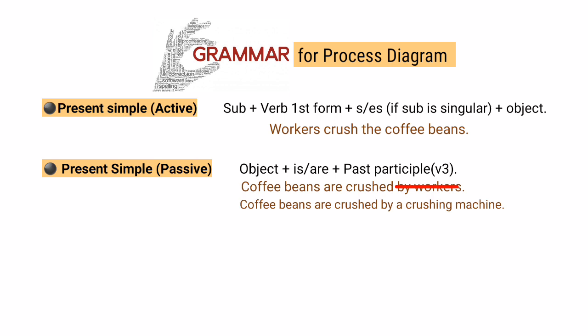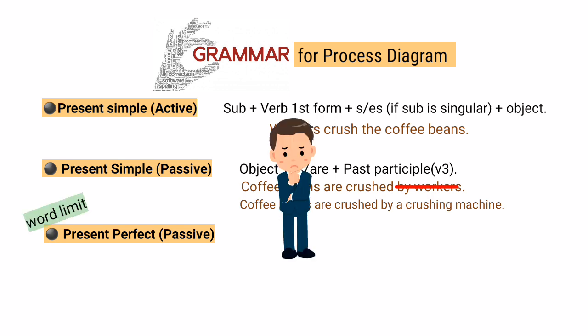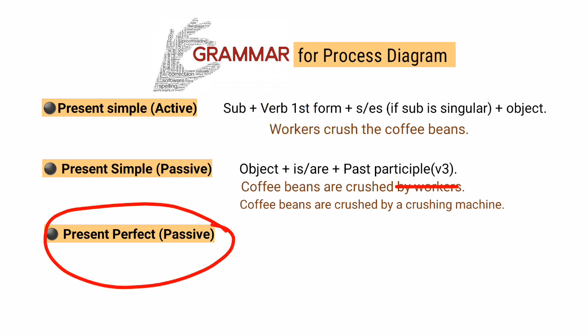And now the final one is present perfect passive. See, why do we need this? Actually, many times students have complained that in process diagram they can't cover the word limit. They feel that in this task information seems very limited, so there is no way to write 150 or more words. And I always recommend that this tense would help in increasing the word count. So let's see how it works.